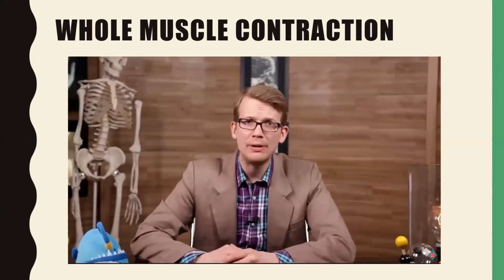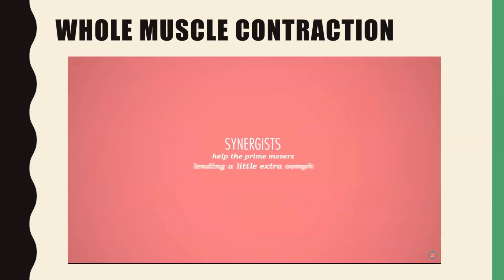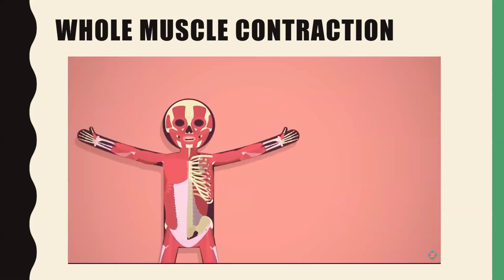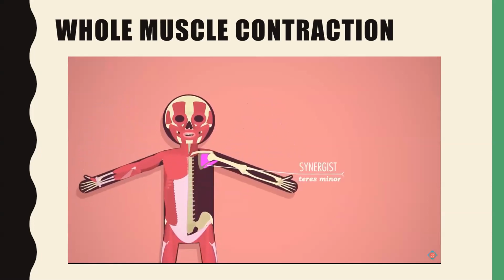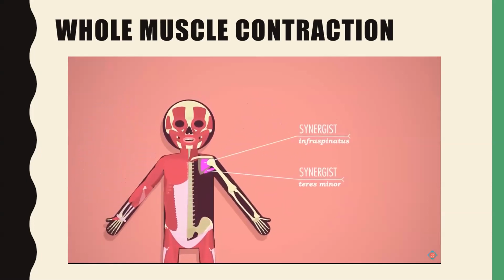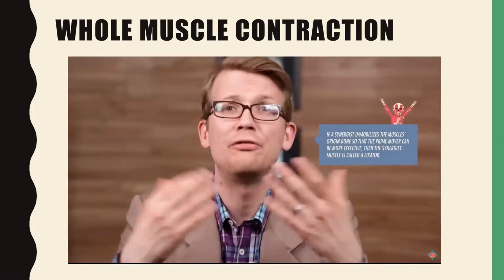The third functional muscle group is your synergists, and they help the prime movers usually either by lending them a little extra oomph or by stabilizing joints against dislocation. With all these arm movements, most of the rotator cuff muscles like the teres minor or the infraspinatus are acting like synergists. So this is how skeletal muscles are functionally grouped.